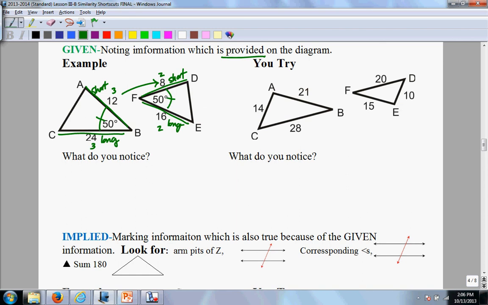So we're noting given information here. So I'm going to put this here. I have a pair of side ratios equal. I have a pair of angles congruent. And another pair of side ratios equal. So I write down, what do I notice? I have an equal side ratio, which was 12 to 8, which became 2 to 3. I'm going to wait for you to copy that down.